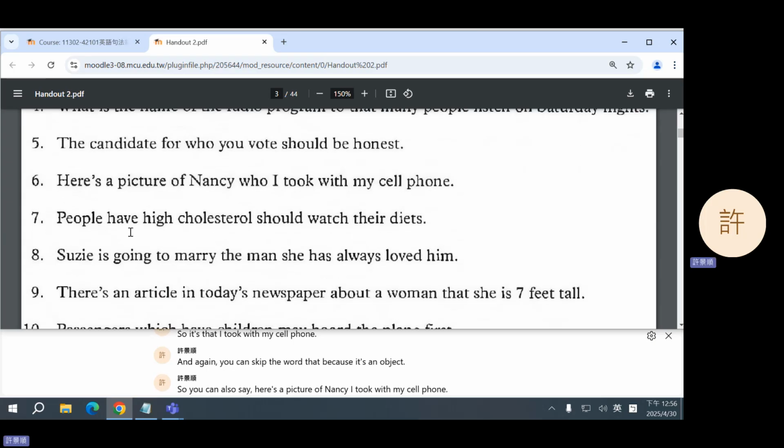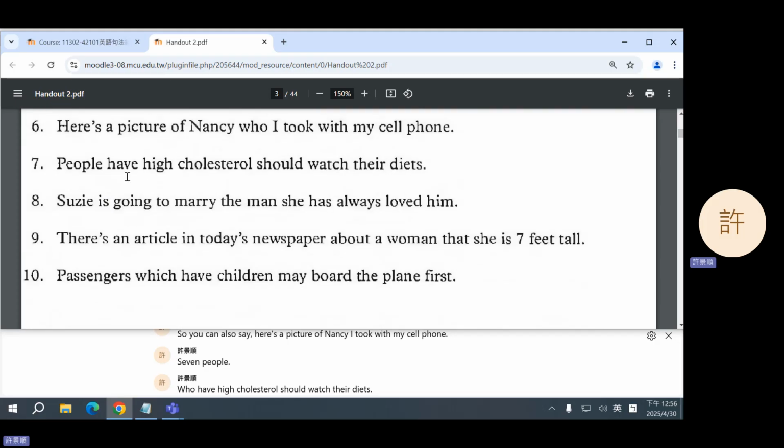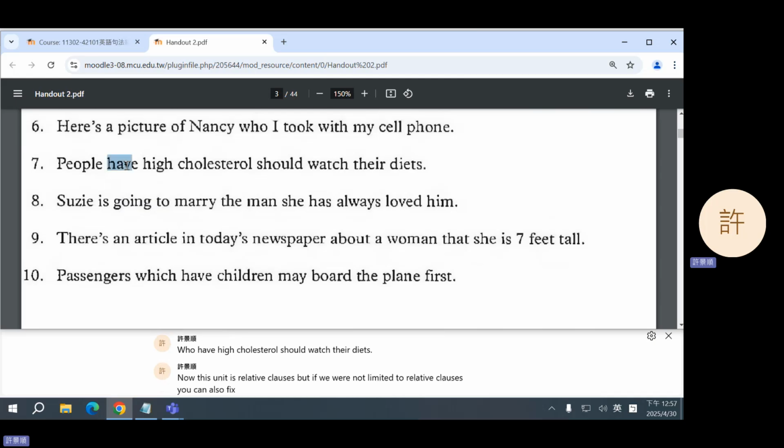Number 7. People who have high cholesterol should watch their diets. Now, this unit is relative clauses, but if we were not limited to relative clauses, you can also fix this sentence by replacing this word with: People with high cholesterol.